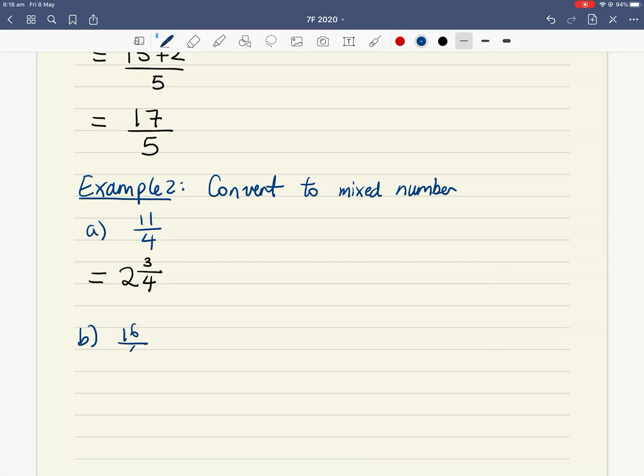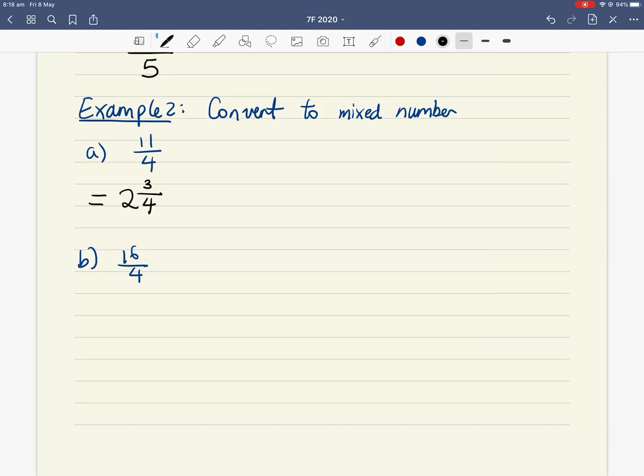So part B, let's do 16 over 4. Right now, this is an improper fraction because the top number is bigger than the bottom number. You ask yourself, how many times does 4 go into 16? 4 times, because 4 times 4 is 16. Are there any remainders? No, because 4 times 4 is perfectly 16. So really, 16 over 4 is the same as the whole number 4. And that would be our answer, because we've simplified the improper fraction 16 over 4.